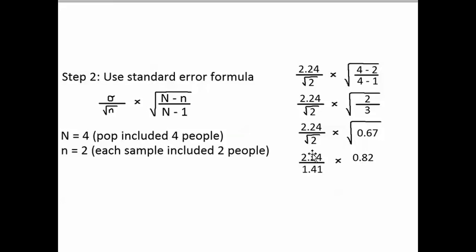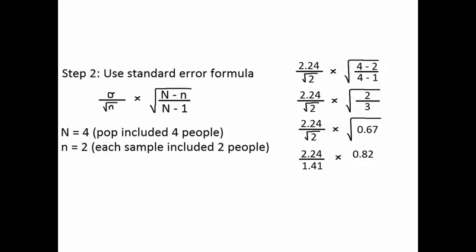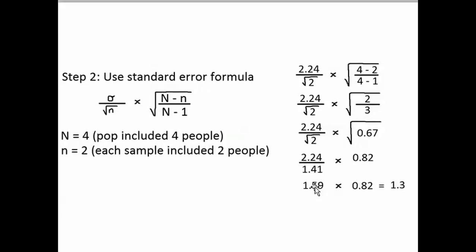Now we should divide this fraction. Divide the numerator by the denominator. 2.24 divided by 1.41 is 1.59. So when you divide this fraction, it comes out to this, 1.59. Now we just have 2 numbers that we have to multiply. 1.59 times 0.82 is 1.3. So that's the standard error.